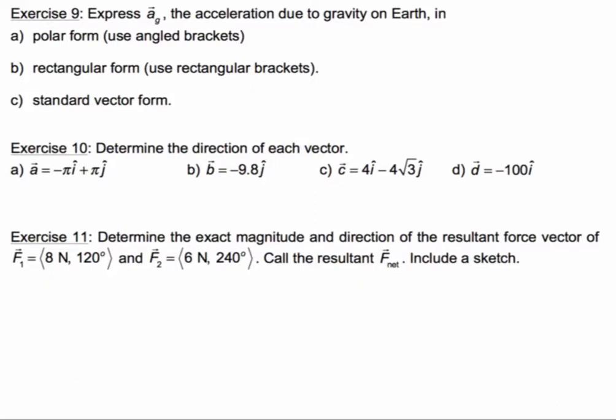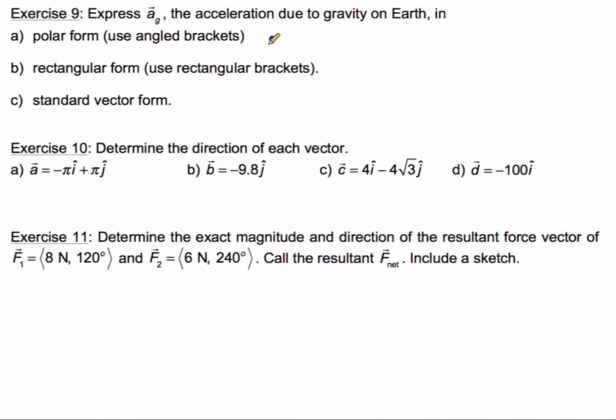In this video, we will look at exercises 9, 10, and 11 from the handout 1.1 vectors. Exercise 9 asks to express the acceleration due to gravity vector on Earth, a subscript g, in polar form, rectangular form, and standard vector form.